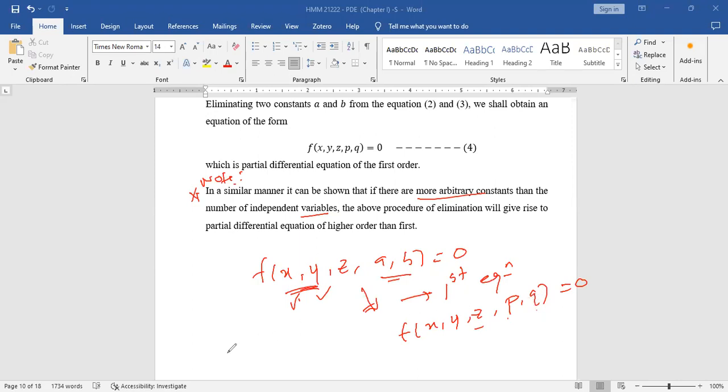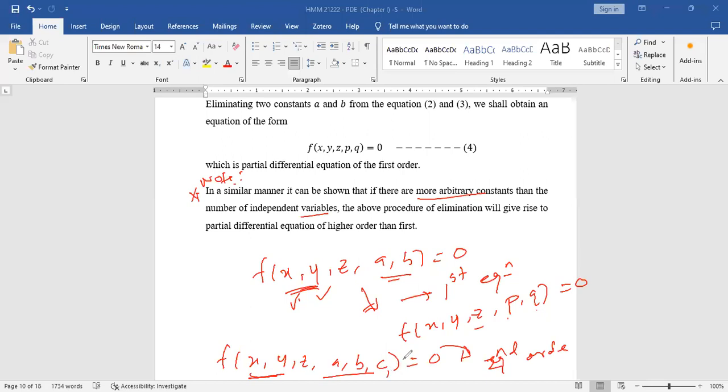But let's say, for example, you have a solution f(x, y, z, a, b, c) equal to 0. We have two independent variables but three arbitrary constants. So in that case, you may have to take the second derivative, third derivative, something like that. So for this question you may need to find the second derivatives, a second order differential equation.